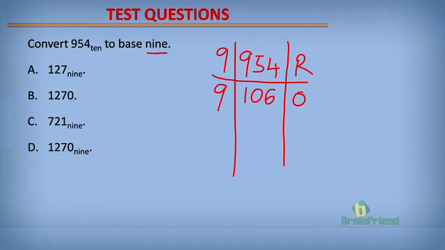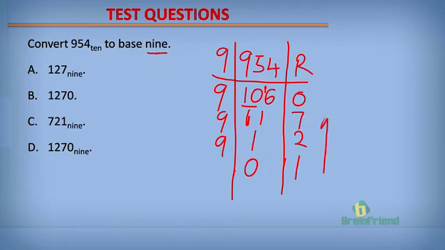Again, divide 106 by 9. Taking 10 first. 10 divided by 9 is 1, remainder 1. 16 divided by 9 is 1, remainder 7. Now dividing 11 by 9 also. This is 1, remainder 2. And then dividing 1 by 9, it's 0, remainder 1. Now, as we said, the answer is the remainder column taken from the bottom to the top. So this is 1, 2, 7, 0, and we are converting to base 9.